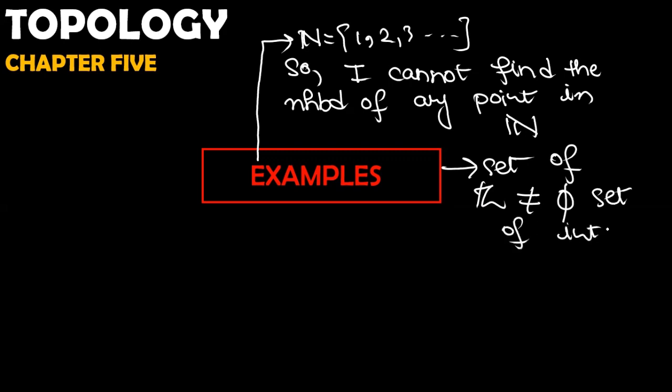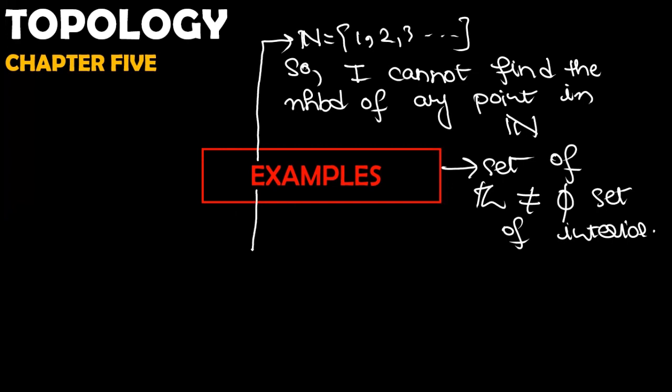Because as I explained earlier, if you find a neighborhood of a set, you can find the interior of it. If you find the interior of a set, you can find the neighborhood of it. If I cannot find the neighborhood of any point of the natural numbers, then it means I cannot find the interior of it. Similarly for the integers. So the set of natural numbers and the set of integers have an empty interior.